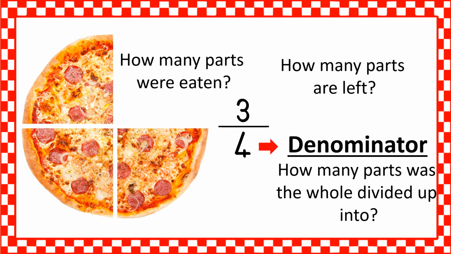The bottom number is called the denominator. The denominator tells us into how many equal parts something was divided up into. And the top number is called the numerator. The numerator tells us the number of pieces or equal parts or groups that were eaten, given away, or are left.